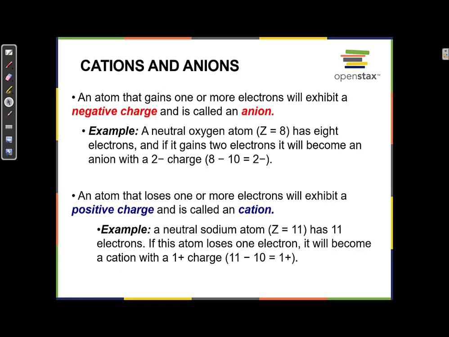So for a negative charge to exist on an atom, that means that atom must have more electrons than protons, because electrons are negative. So if there are more negative electrons than protons, then that atom will have an overall negative charge. If there are more protons than electrons, and protons are positive, then that atom will have an overall positive charge, and that's called a cation.